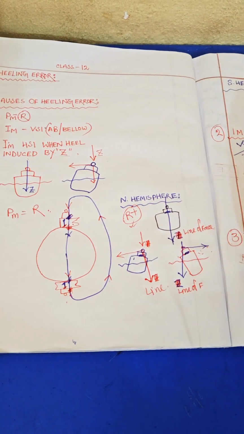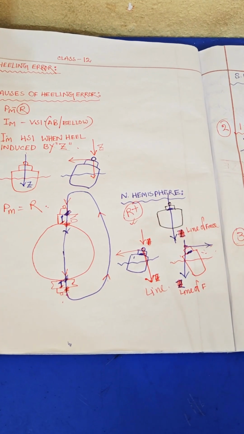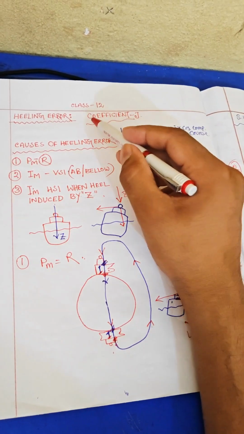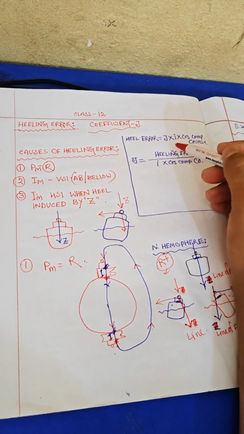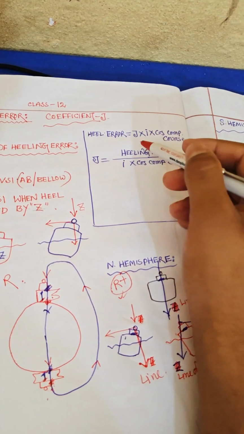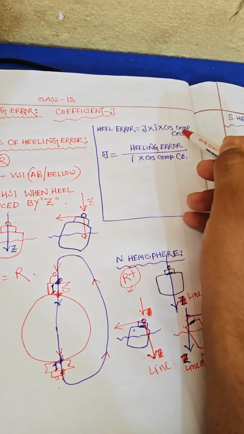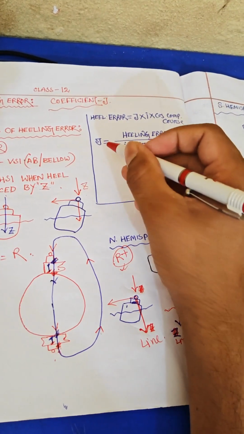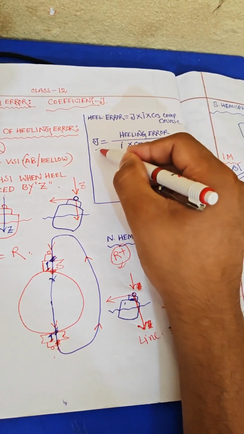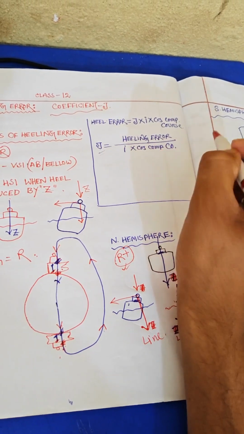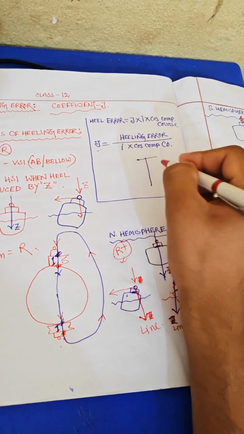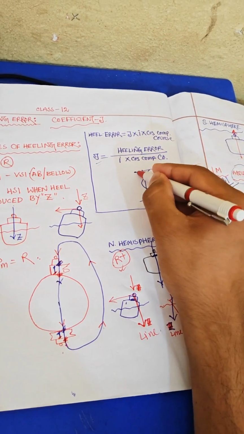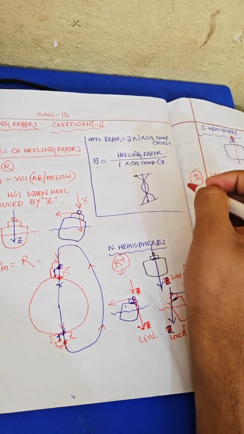And this heeling error is caused for the J. There is a coefficient J. So viewers, I already discussed these three causes. Guys, this coefficient J is for the heeling error, okay. So there is a formula for heeling error calculation. Heeling error is equal to J into I into cos compass course. Because this heeling error varies with cos compass course, so the J coefficient value is like this, heeling error by I into cos compass course. Because guys, if you check this one, it is like this, okay. This varies with the cos compass course like this, okay.